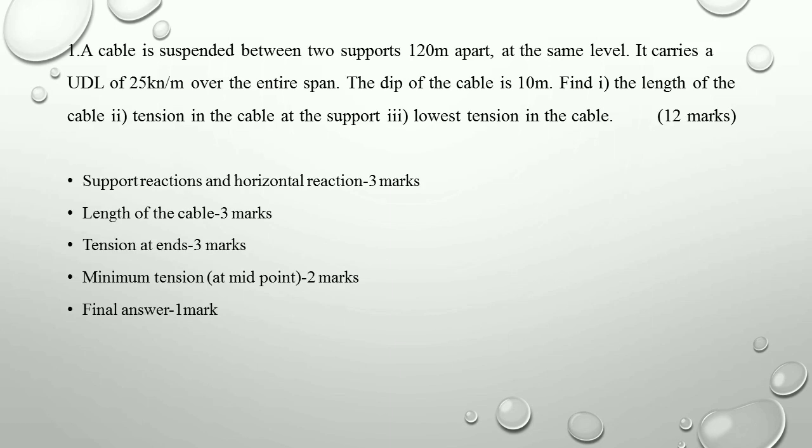A cable is suspended between two supports 120 meter apart at the same level. It carries a UDL of 25 kN per meter over the entire span. The dip of cable is 10 meter. Find the length of cable, tension in the cable at support and lowest tension in the cable. Question carries 12 marks.